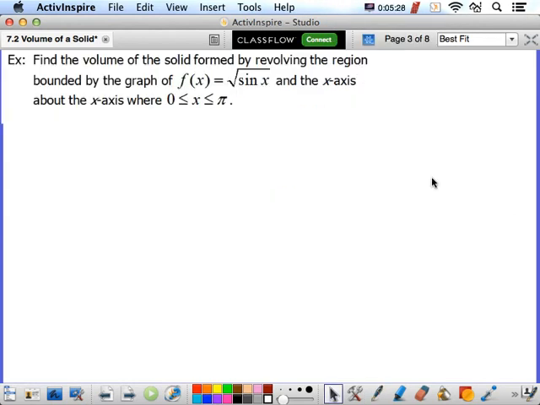So for this first example, we want to find the volume of the solid formed by revolving the region bounded by the graph of y equals the square root of sine x and the x-axis about the x-axis, where x is between 0 and pi.